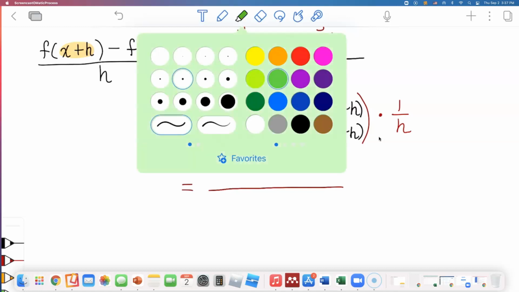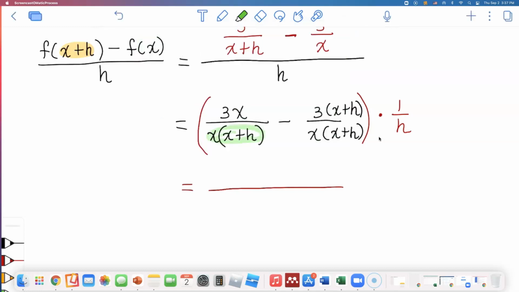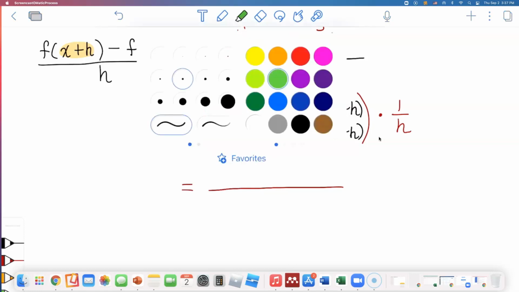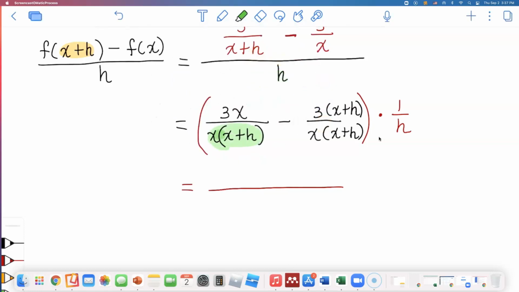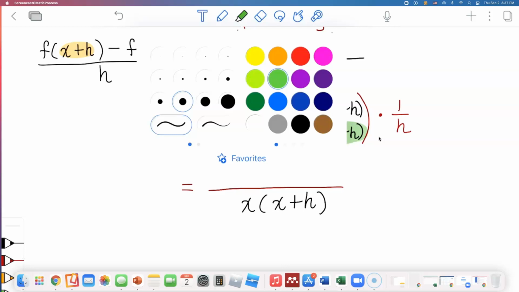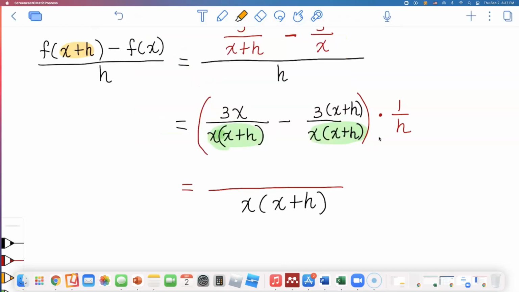All right, hold on. I want to pick this color. That pen is a little too thin. You notice that the denominators are the same. I'm going to go ahead and just write that once: x times x plus h. But now I need to put the numerators together, and for the numerator, we have to be careful. It's going to be 3x minus 3 times x plus h. What I'm highlighting in orange is the numerator.